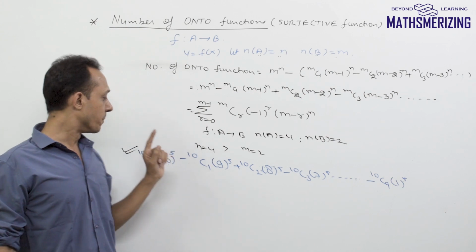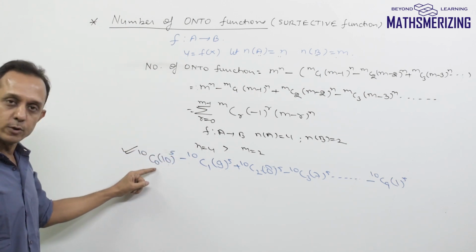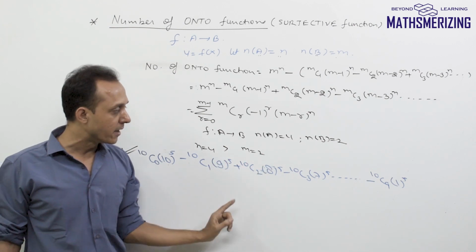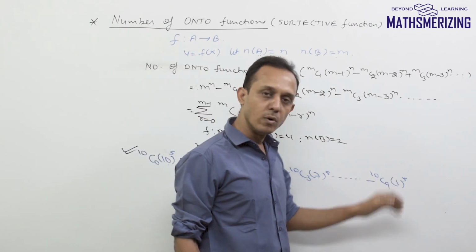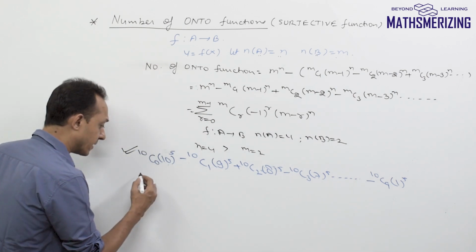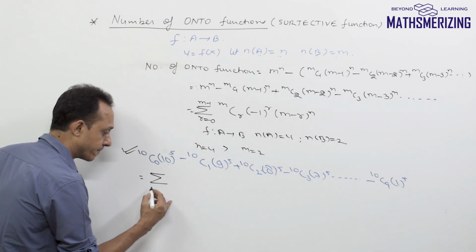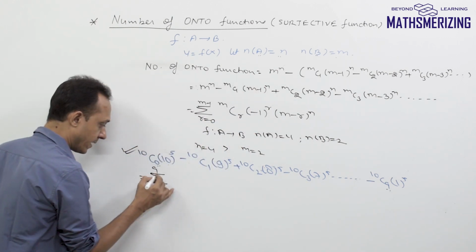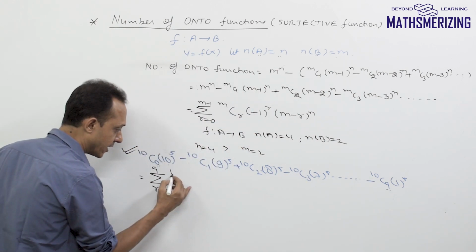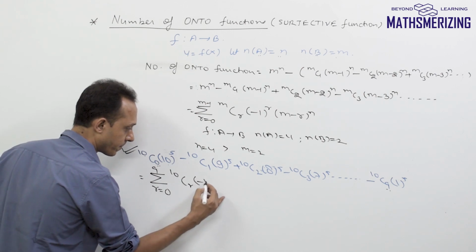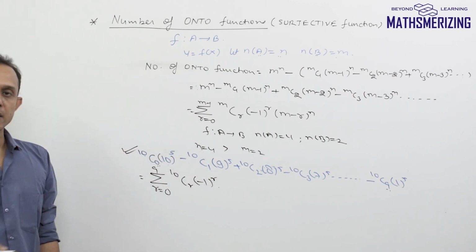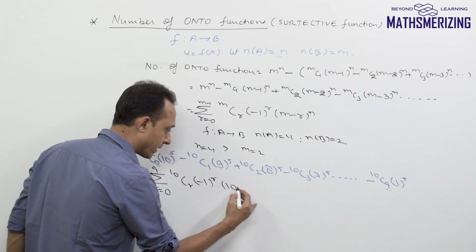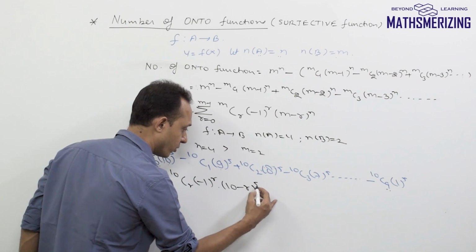So next time when I'm going to teach binomial theorem, I'll include the number of onto functions formula there itself. The problem was similar to this one, which was 10C0 10 to the power 5 minus 10C1 9 to the power 5, plus 10C2 8 to the power 5, up to 10C9 into 1 to the power 5. If I write it in summation form, I can write it as summation r varies from 0 to 9, 10Cr (minus 1) to the power r, (10 minus r) to the power 5.